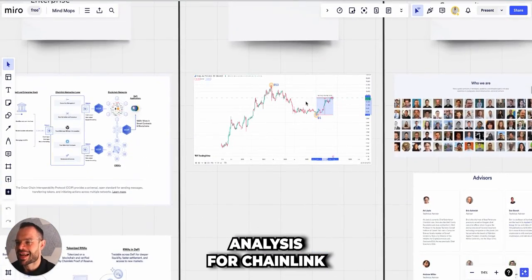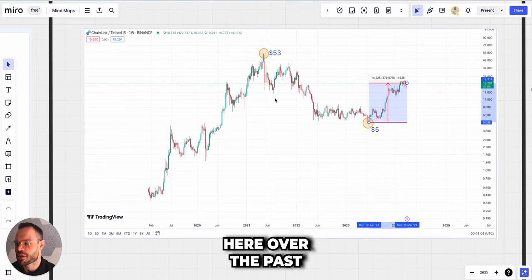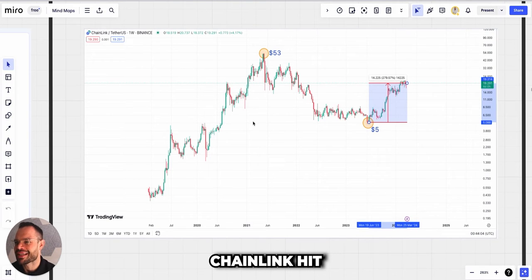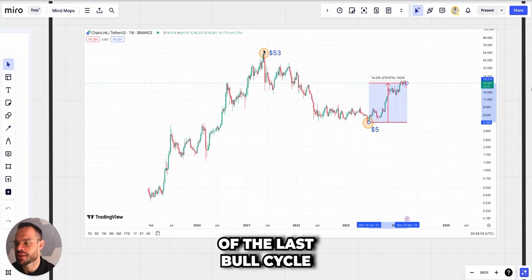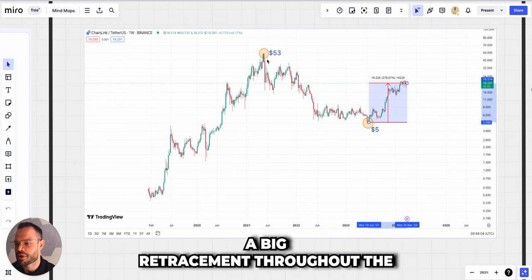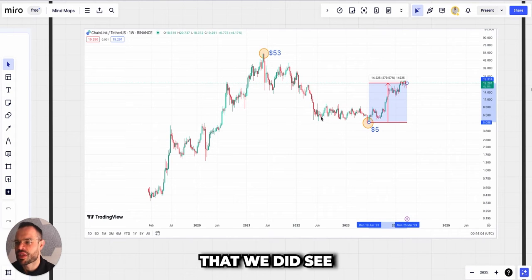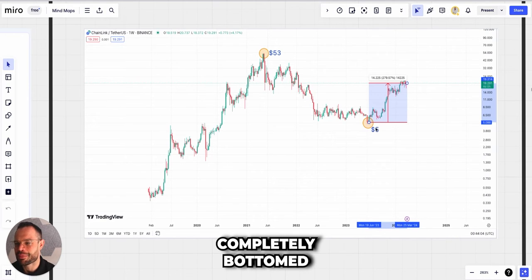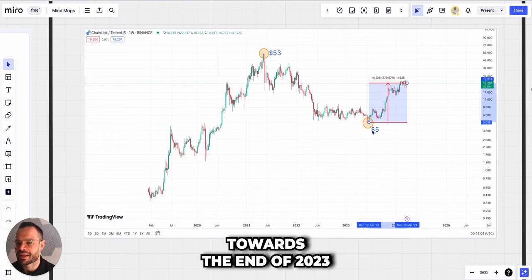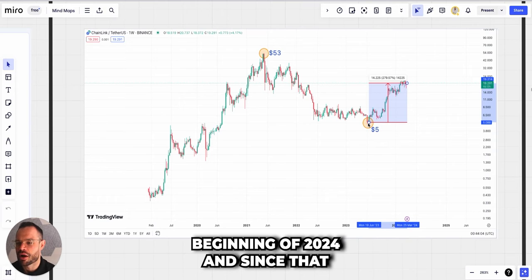Moving into technical analysis for Chainlink, what we can see here over the past few years is Chainlink hit all-time highs of around $53 at the peak of the last bull cycle towards the end of 2021. We saw a big retracement throughout the course of 2022, as was the case with most of the rest of the market. Then we did see a period of consolidation through the second half of 2022 and 2023 before it completely bottomed out around the $5 mark towards the end of 2023, beginning of 2024.